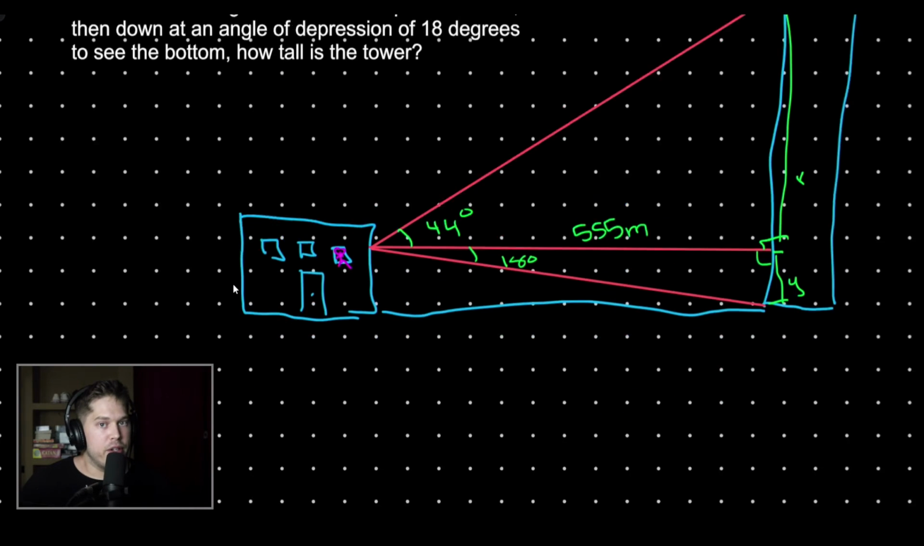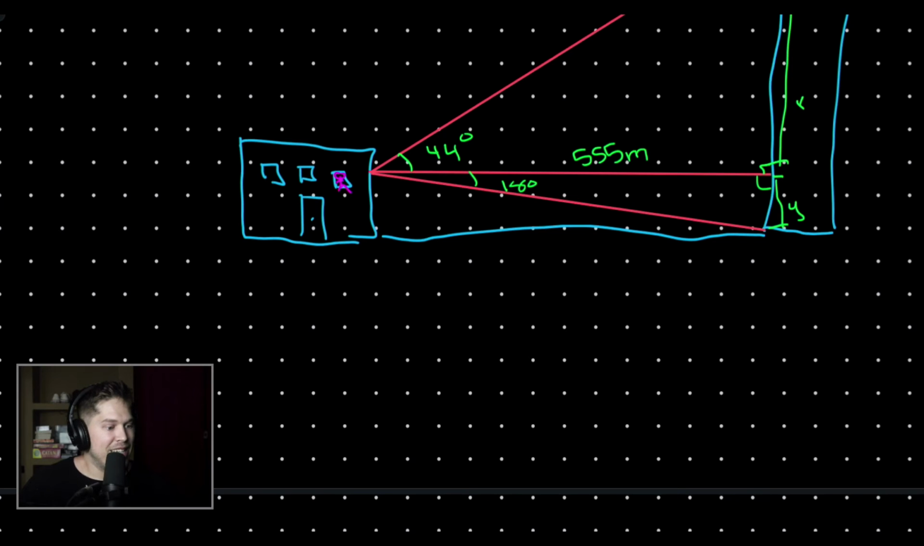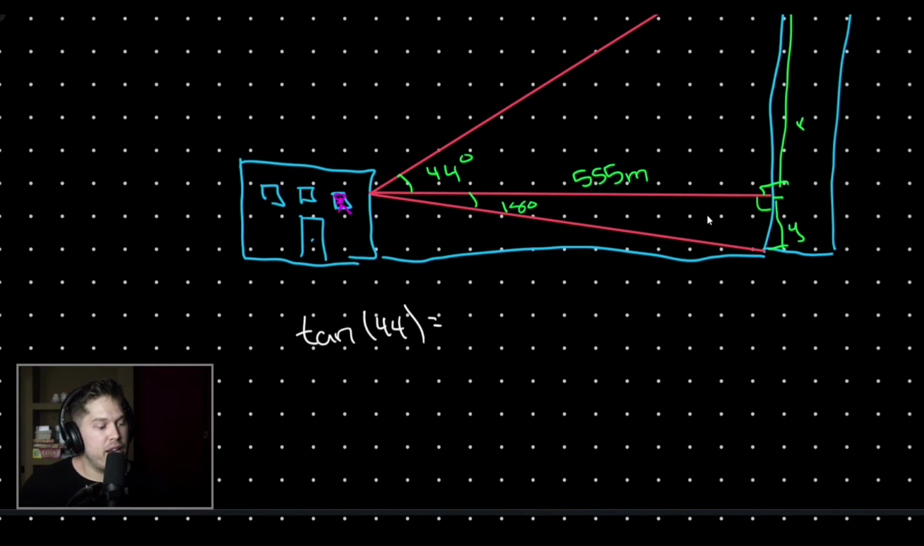So firstly, in order to solve for x, what do we have? Here, let's scroll down a little bit, get some more room. We have that the tangent of 44 degrees must be equal to our opposite side, which is our unknown, over our adjacent side, which is 555. So x is going to be equal to 555 times the tangent of 44 degrees.